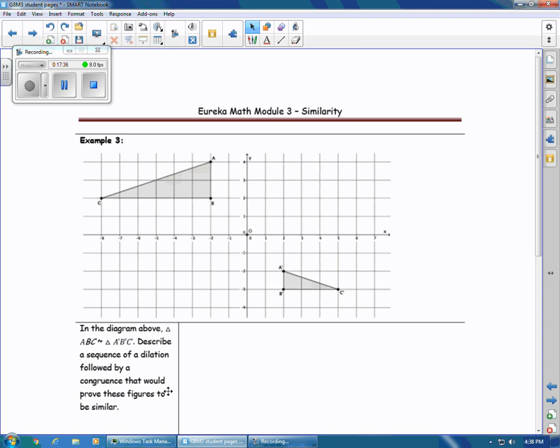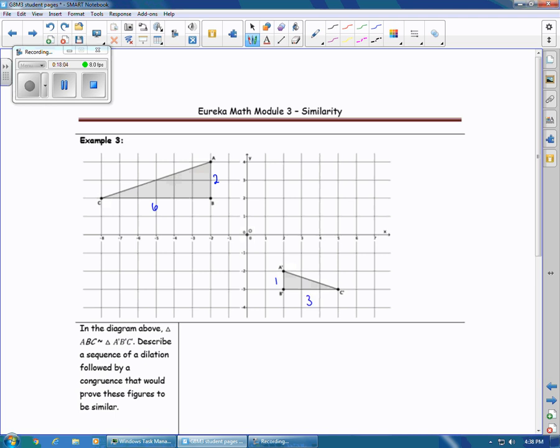So the first thing we have to do is figure out a scale factor. And again, because this is in a grid, I can count units. I don't have to get anything else to measure with. So AB is 2 units here. A prime, B prime is only 1 unit. And let's see, CB is 1, 2, 3, 4, 5, 6 units. And then B prime, C prime is only 3 units.